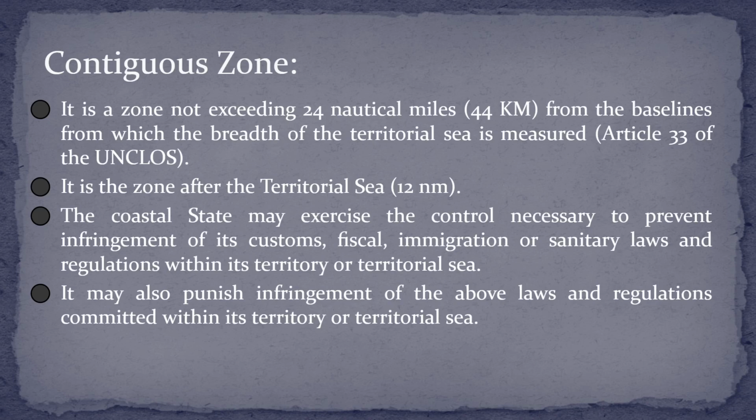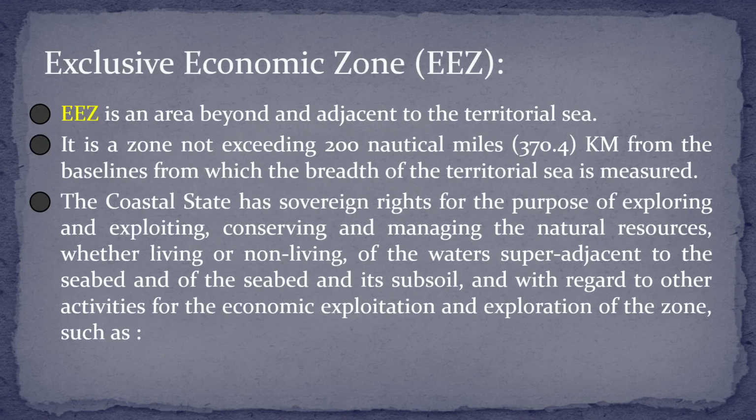The coastal state may exercise the control necessary to prevent infringement of its customs, fiscal, immigration, or sanitary laws and regulations within its territory or territorial sea. It may also punish infringement of the above laws and regulations committed within its territory or territorial sea.